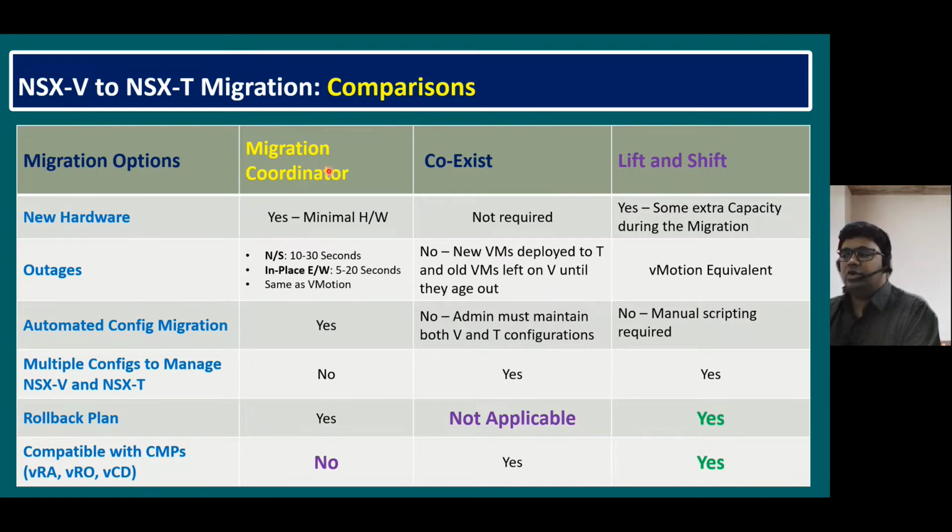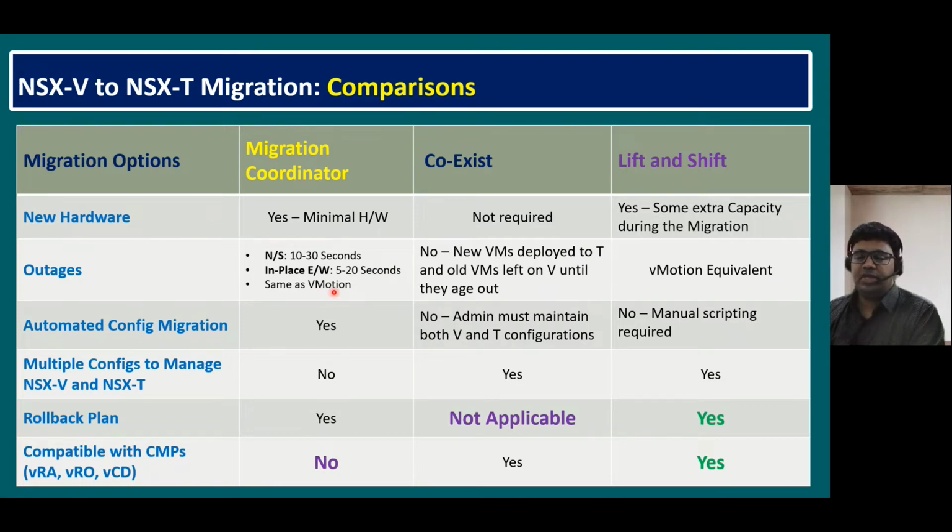Let me explain the migration coordinator first. See, with the migration coordinator, new hardware, yes, but only minimal hardware. No need to maintain multiple hardware devices, only minimal. And outages, when we are using the migration coordinator, are very minor, a negligible outage, like north south 10 to 30 seconds, and in place east to west traffic 5 to 20 seconds.